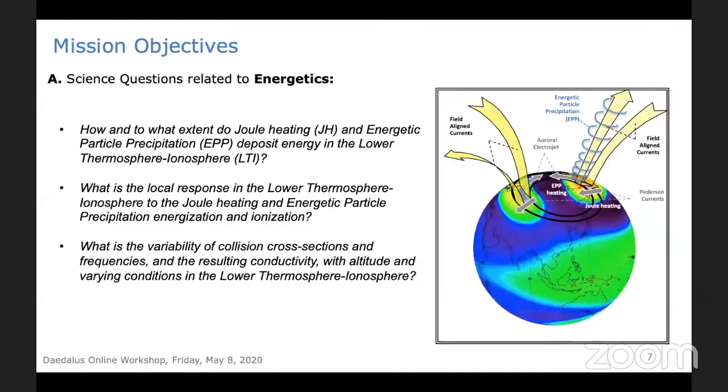Further on, to summarize the mission objectives, as shown also in the figure on the right, key science questions related to energetics are how and to what extent Joule heating and particle precipitation deposit energy in the lower thermosphere-ionosphere. What is the local response in the lower thermosphere-ionosphere to Joule heating and particle precipitation, energization, and ionization? And what's the variability of collision cross-sections and frequencies, and the resulting conductivity with altitude and varying conditions?